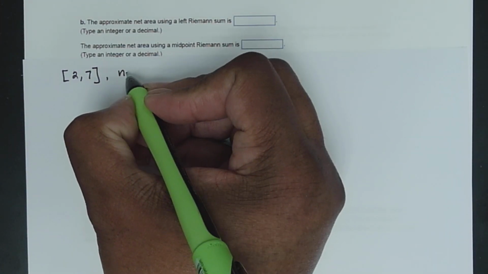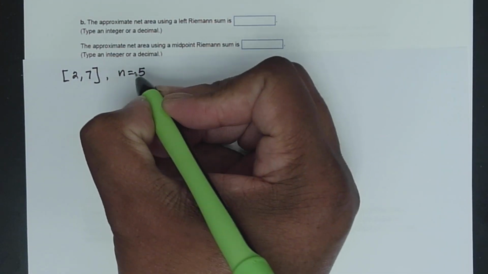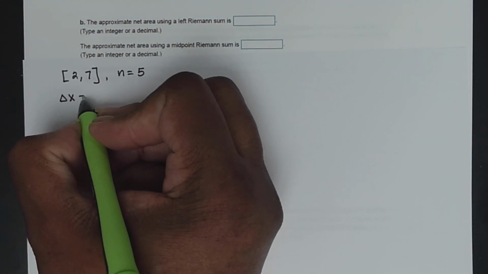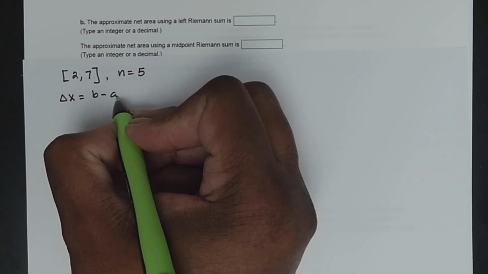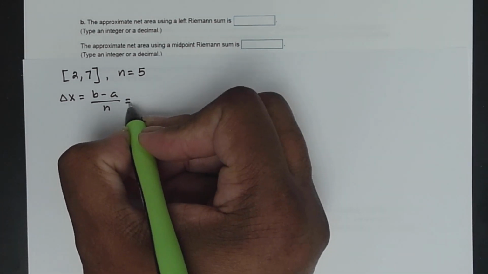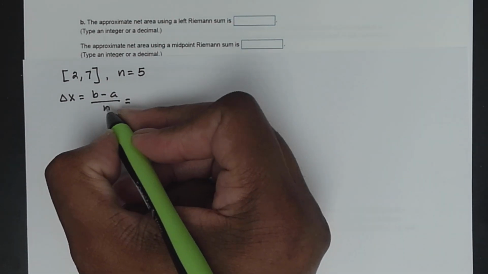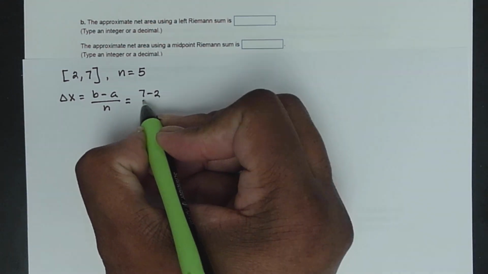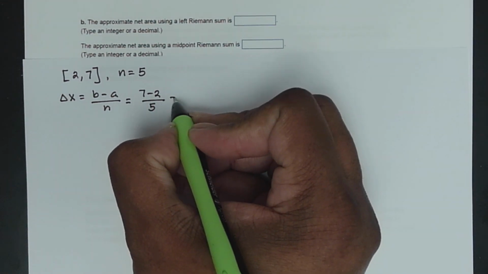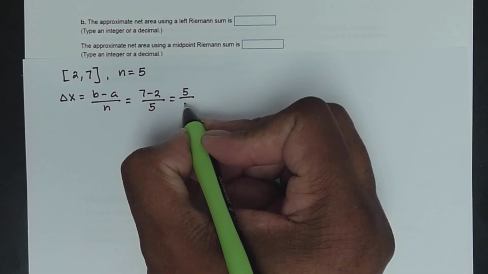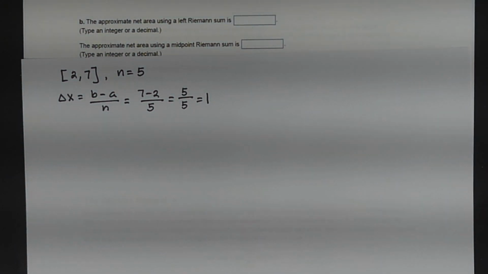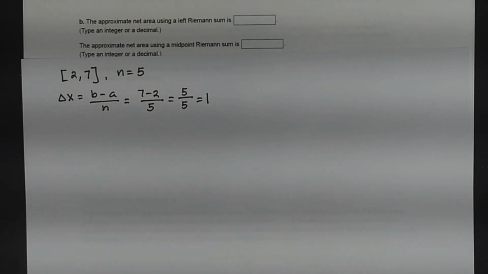And n, in this case, is 5. So here I can find out what delta x is. That's going to be b minus a divided by n, upper limit minus the lower limit divided by the number of subintervals. So this is 7 minus 2 divided by n, which is 5. 7 minus 2 is 5, so 5 divided by 5 will be 1. So the lengths of my subintervals will be 1.